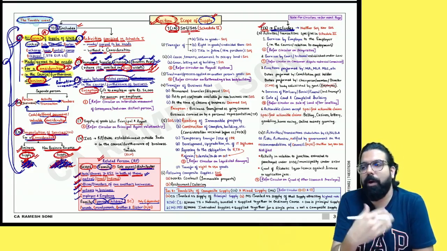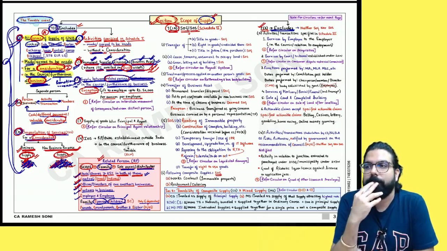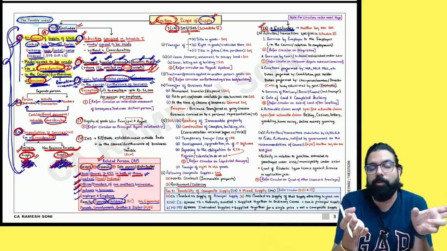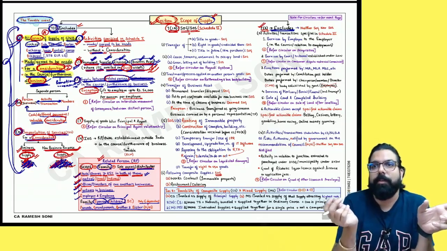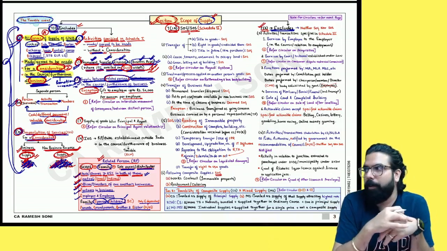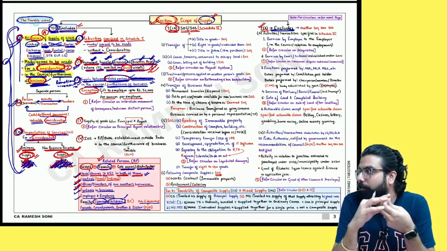If a partnership firm gives any service to the partner, what is it? It's a related person, a transaction between related persons. You have to see the value of the service given. Yes, that will be applicable. Are we all clear with this point? Can we go ahead, everyone?